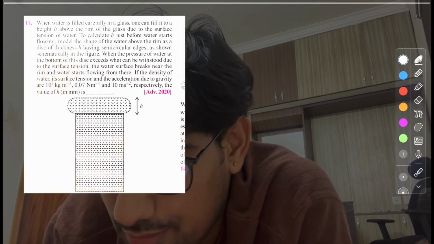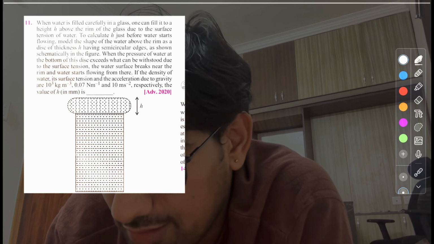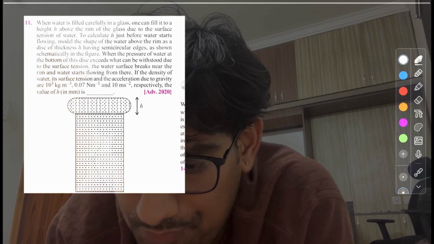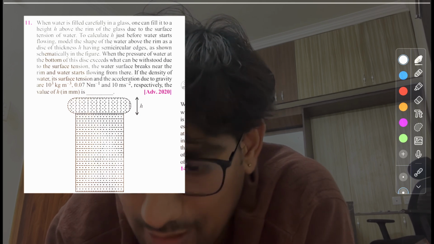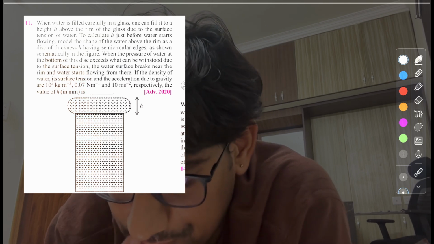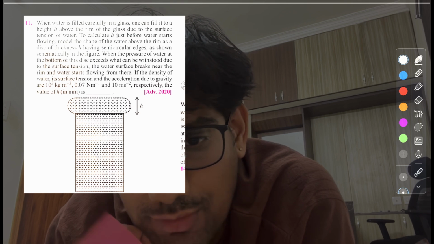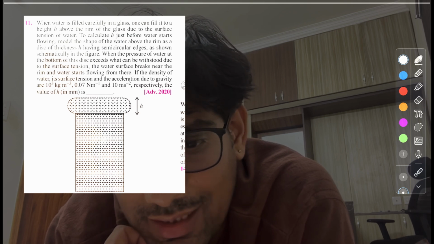In today's lecture we are going to talk about a previous year JEE Advanced 2020 question. It is based on surface tension, and it is very much related to the Young Laplace equation for the excess pressure. First we need to understand how we apply the Young Laplace equation.